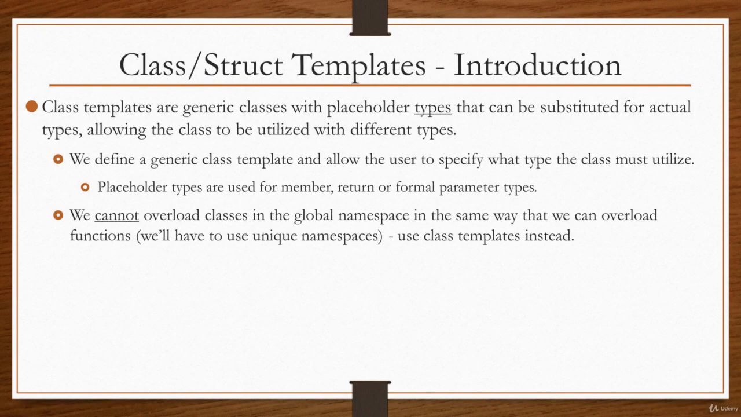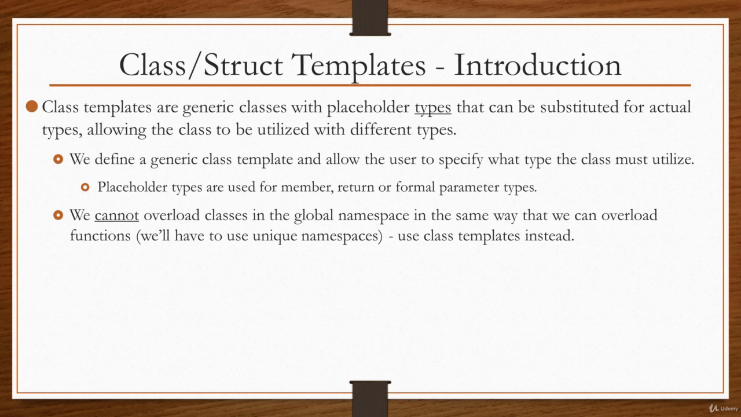Hey, so we talked about function templates and now we want to introduce class or struct templates. Class templates are generic classes with placeholder types that can be substituted for actual types, allowing the class to be utilized with different types. So basically what we do is we define a generic class template and we allow the user, or in other words the programmer, to specify what type the class must utilize. Placeholder types are used for members, return types, or formal parameters. It's very flexible in that way. You can do a lot with that type parameter.